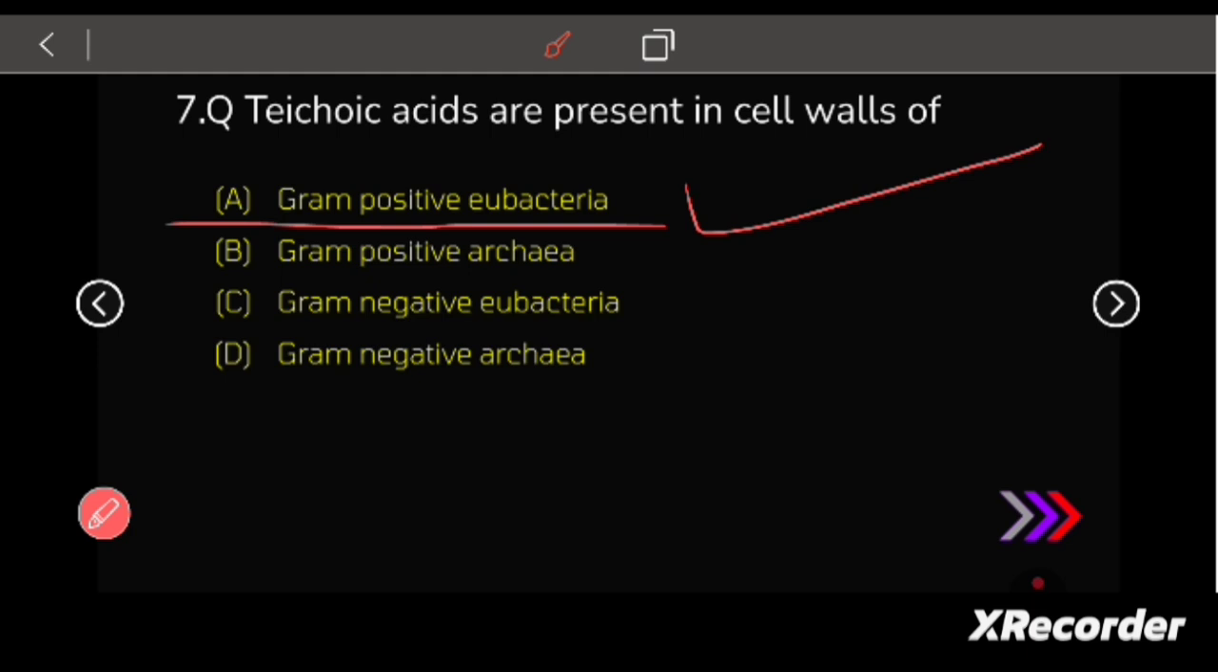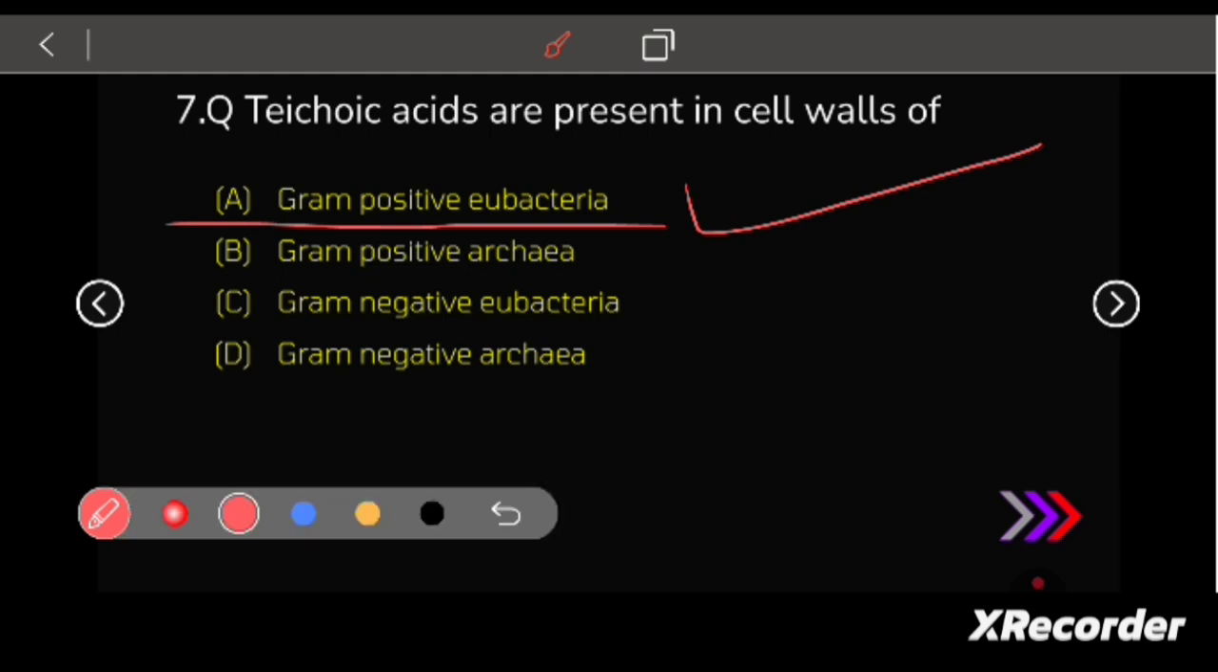Gram-positive eubacterial cell walls are exclusively made up of peptidoglycan and teichoic acids. Teichoic acids are characteristic of cell walls of gram-positive Eubacteria. They are absent in gram-negative Eubacteria and Archaea. Answer is A.